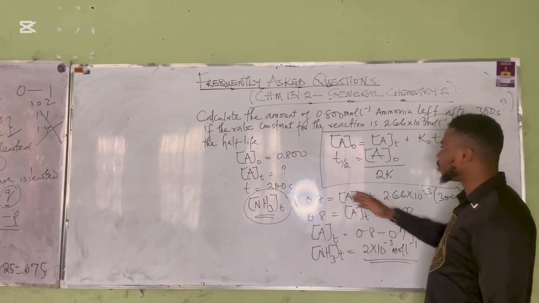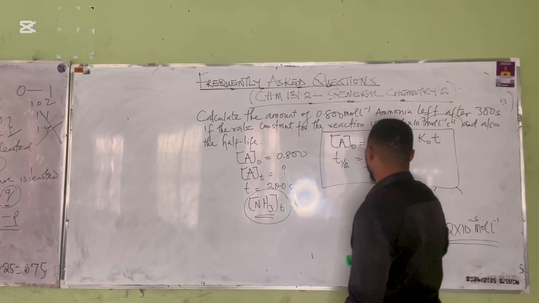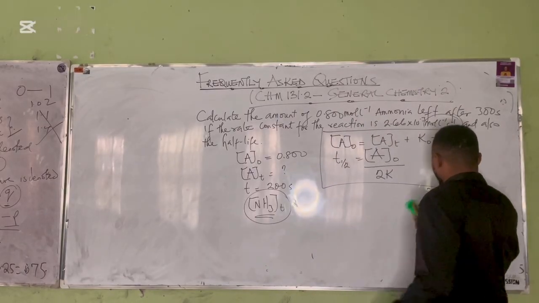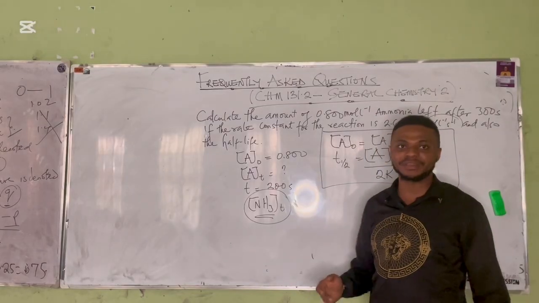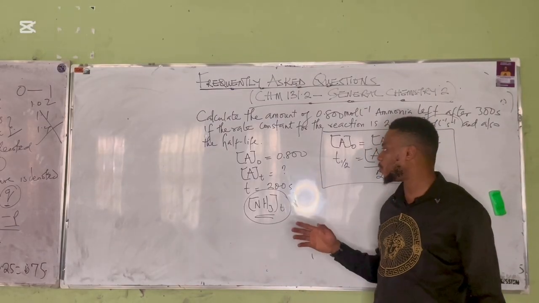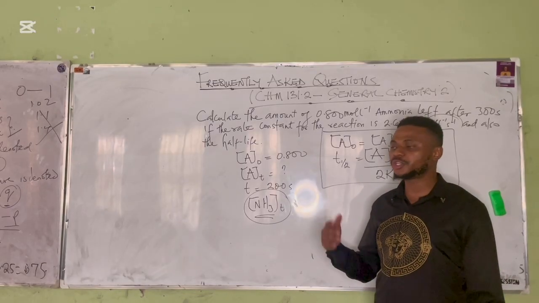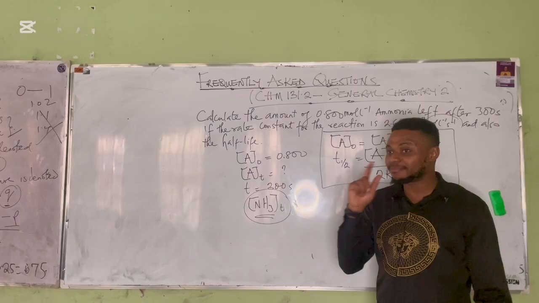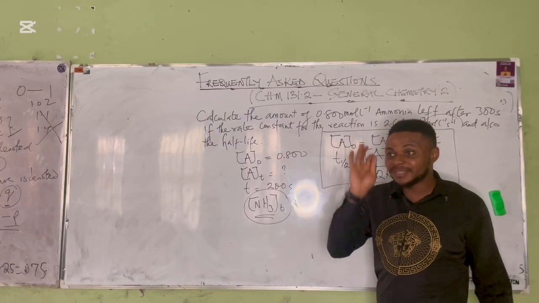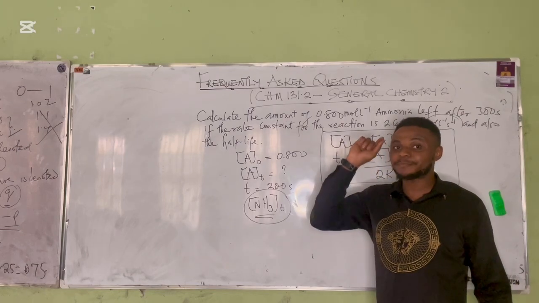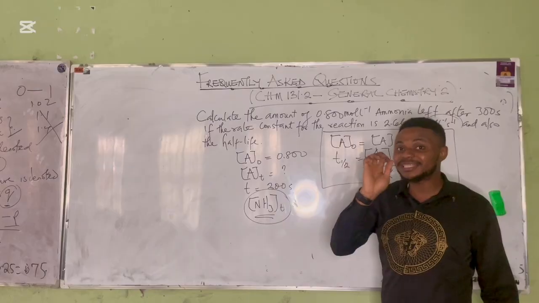So the next thing we'll be looking for is our half-life. We'll be solving for the half-life. What is half-life? Half-life can be defined as the time taken for the concentration of the reacting species to be reduced to half its initial value. It is not the concentration divided by 2, it is the time that it will take for that concentration of the reacting species to be reduced to half its initial value.